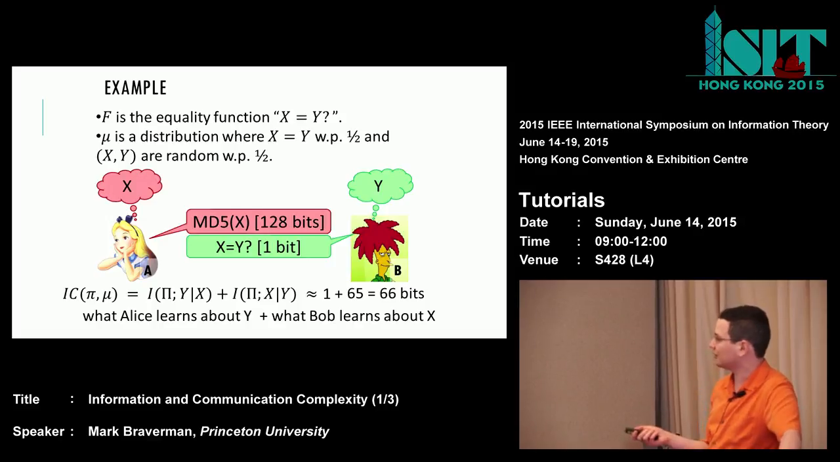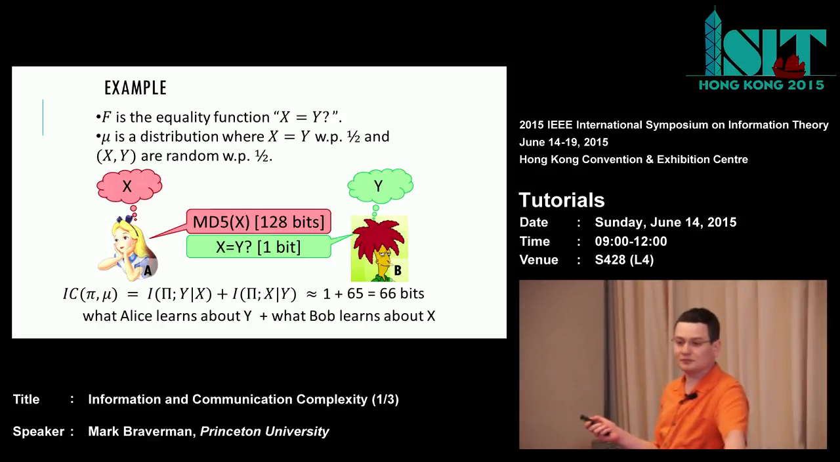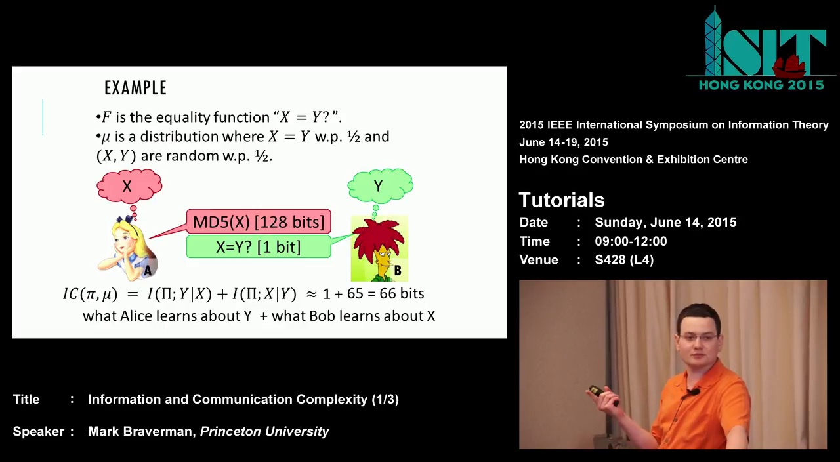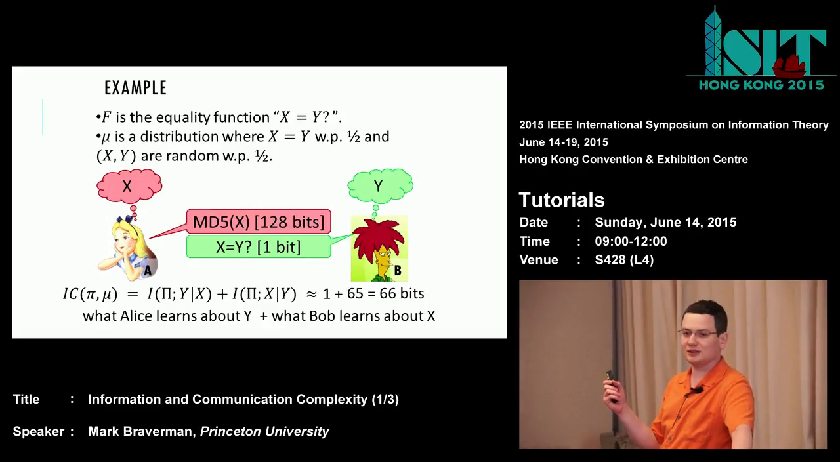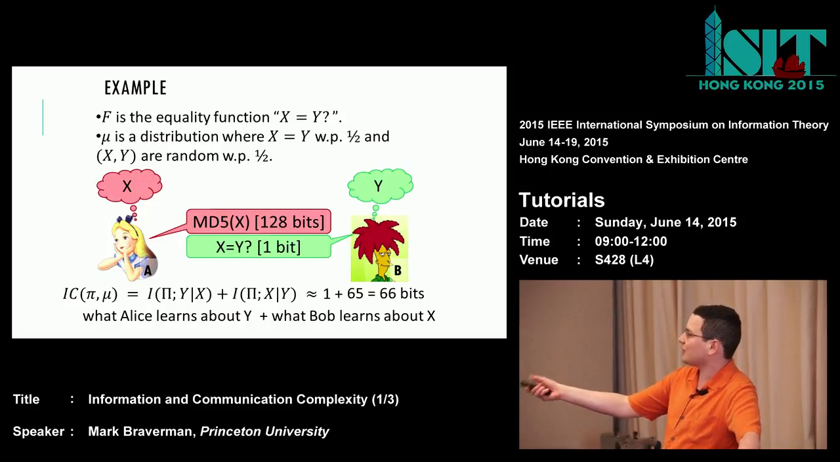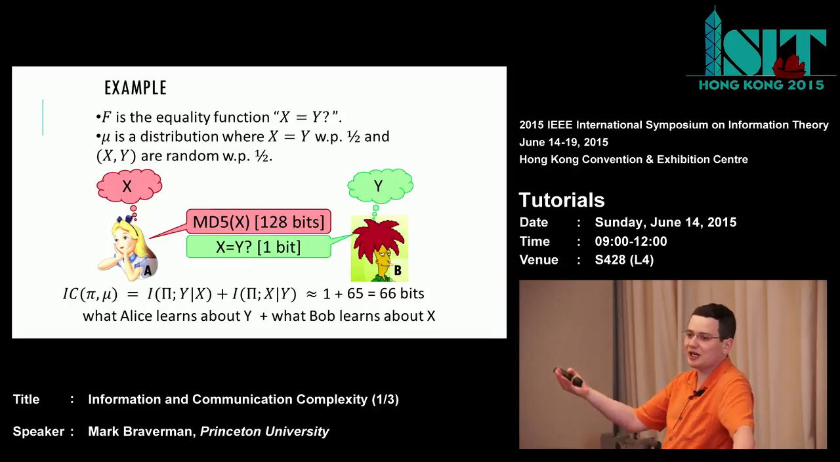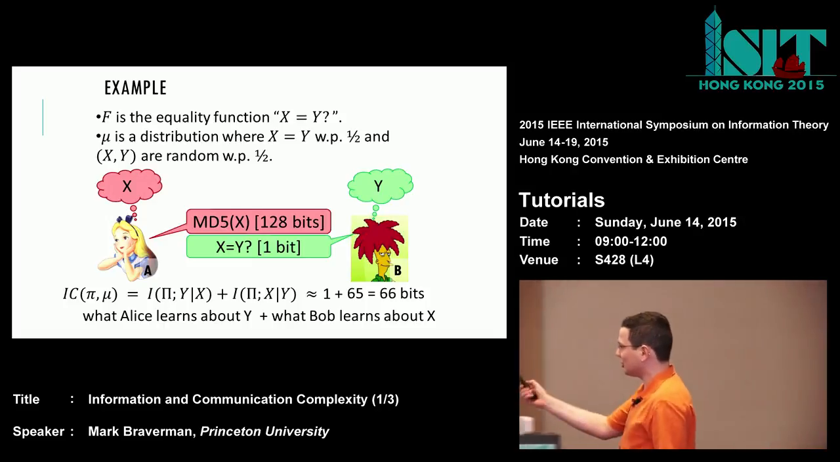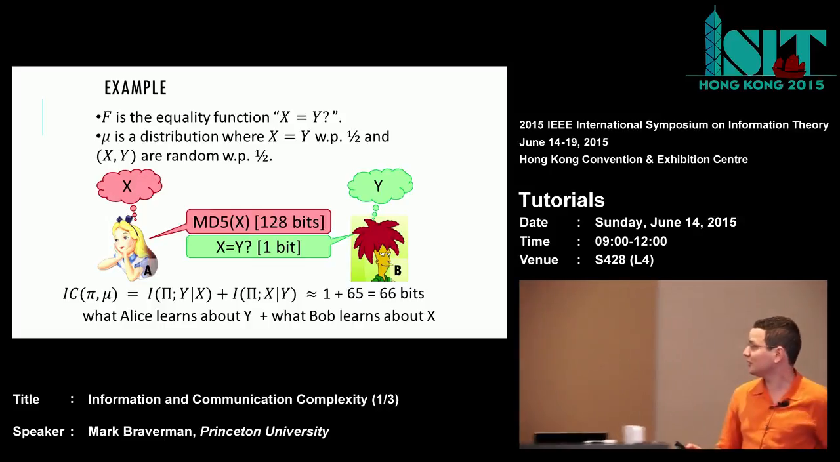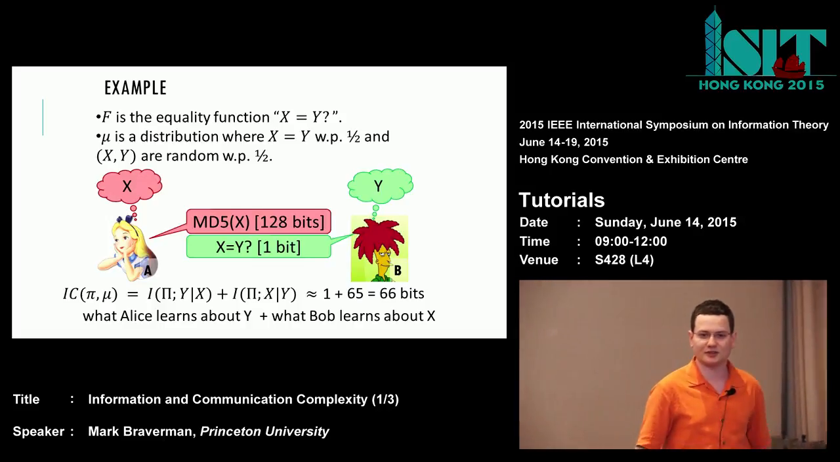How many bits, roughly? 1 bit. Why? Well, because she roughly learns the answer, whether x is equal to y or not, and her prior was roughly uniform, so roughly 1 bit. Now the hard question: how much did Bob learn from this interaction?